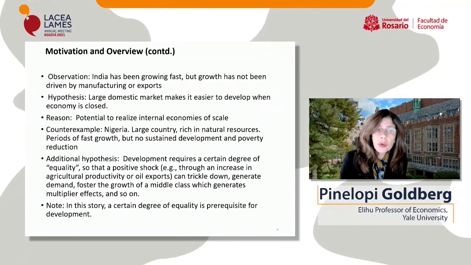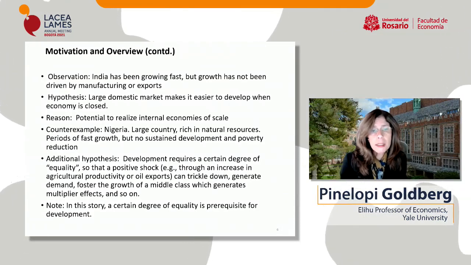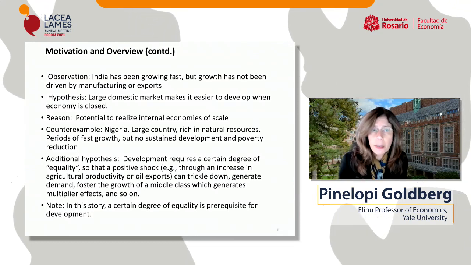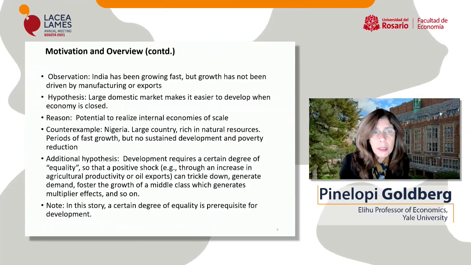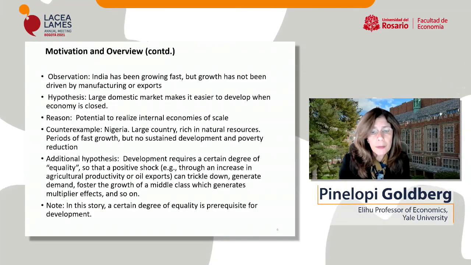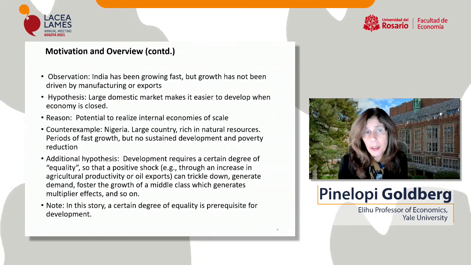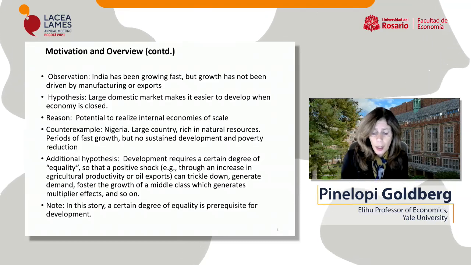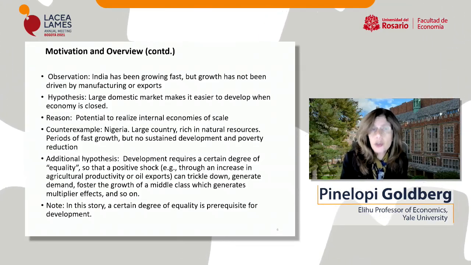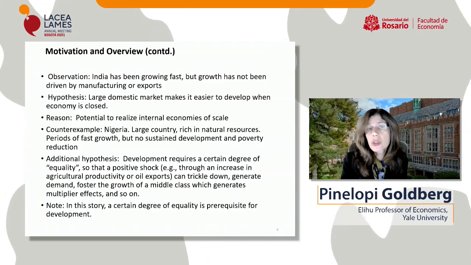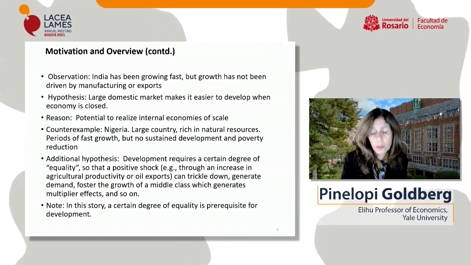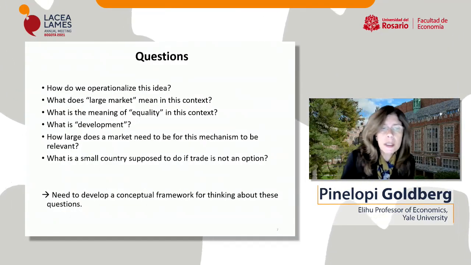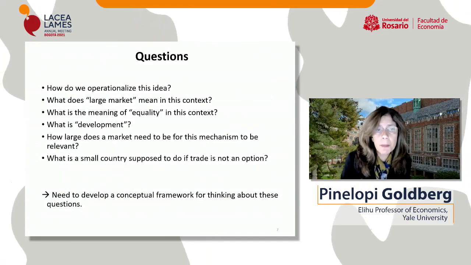Development requires a certain degree of equality, so that if you have a positive shock, let's say oil exports or an increase in agricultural productivity, this shock can trickle down and generate a middle class. This middle class has purchasing power, and this way that can generate multiplier effects and foster growth. So in this story, a certain degree of equality is a prerequisite for development in the very early stages of development.